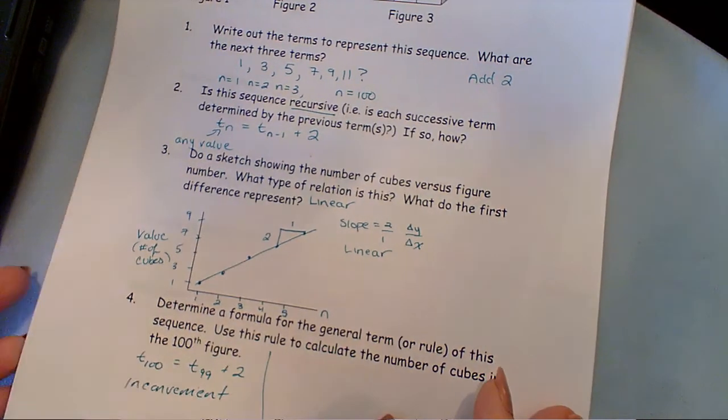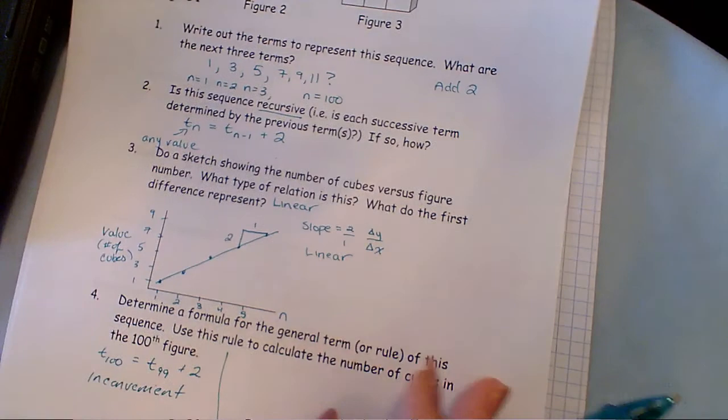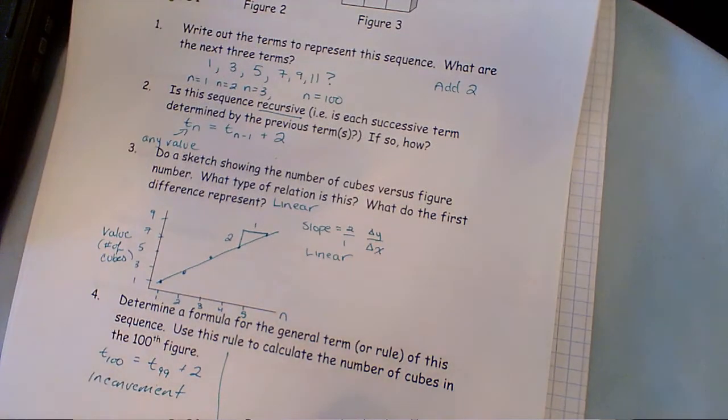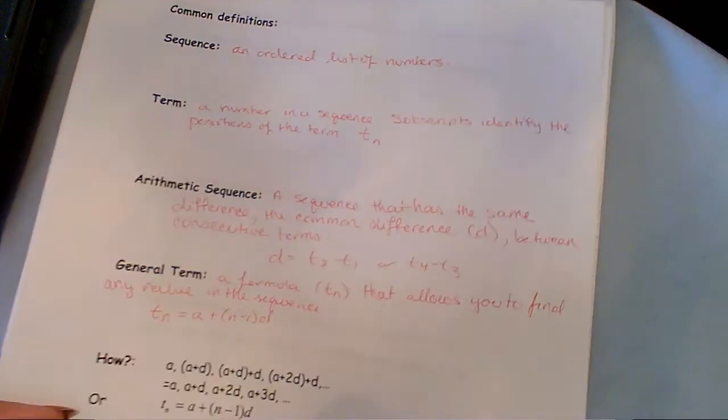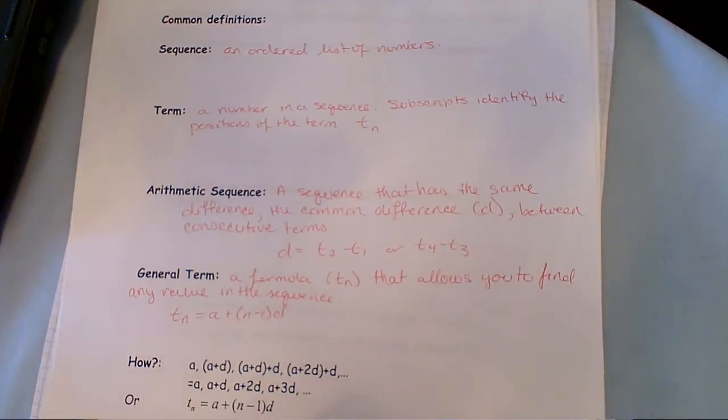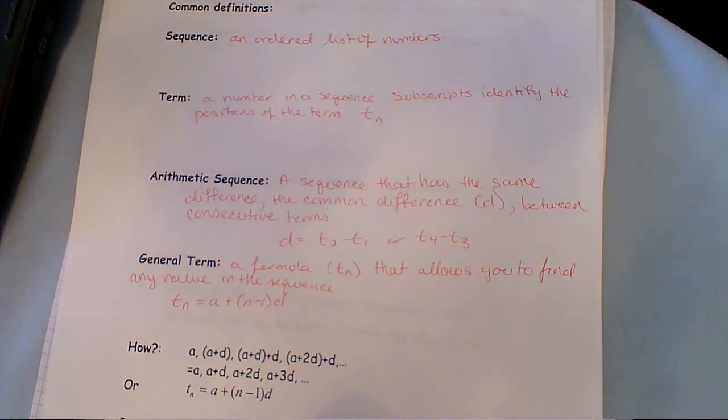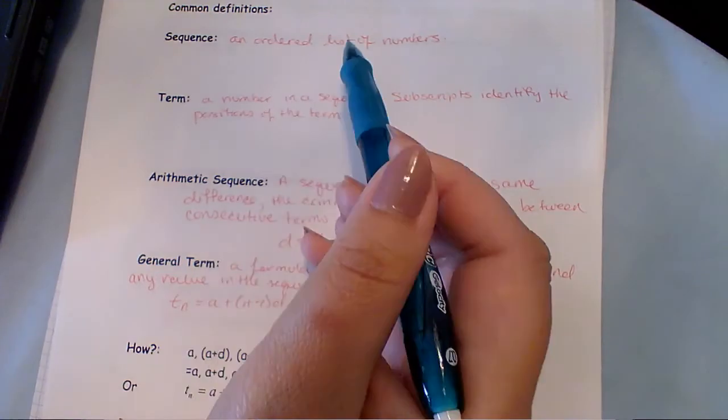And the way we do that is by using what's called the general term. So we're going to go through some terminology right now. Those of you that printed out the notes have this definitions list in front of you. We're going to go through these definitions, and then we're going to go back and use the formula to answer that question. So first of all, you need to know what a sequence is.